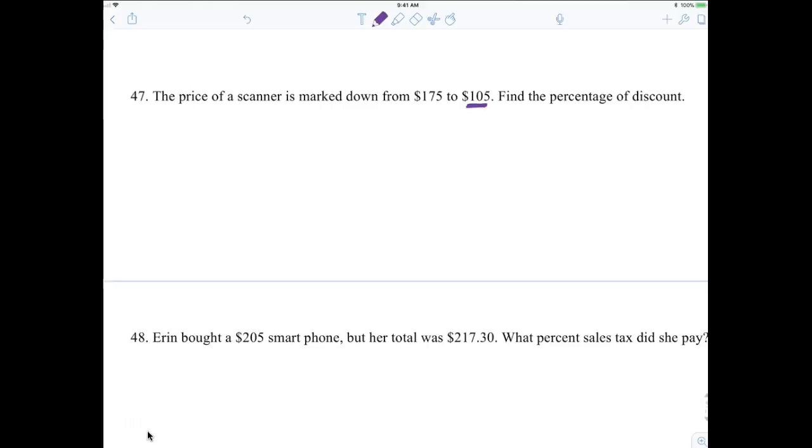All you have to do is subtract, and that is 70. Yes, $70. So now what do I do with the $70? It's always the change. After you find the change, you divide. So you divide 70 divided by 175. Yes, 70 divided by 175. It's always the change divided by the original amount. And what does that come out to be? Exactly 0.4, which is the same now as what percent? 40%.